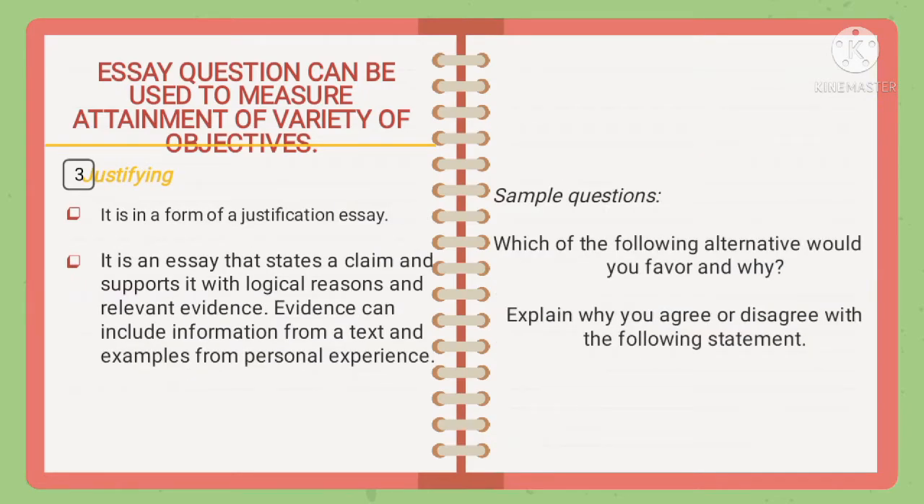So number three is justifying. Justifying is a form of justification essay. It is an essay that states a claim and supports it with logical reasons and relevant evidence. Evidence can include information from a text and examples from personal experience. A sample question is: which of the following alternatives would you favor and why? Explain why you disagree with the following statement.